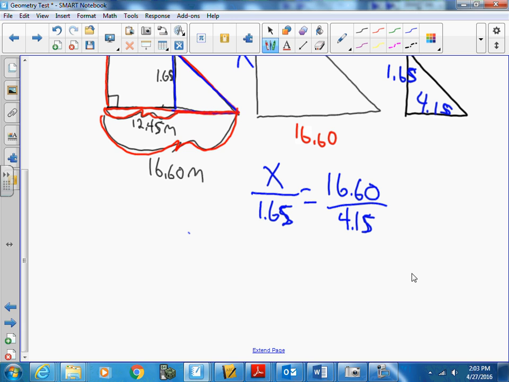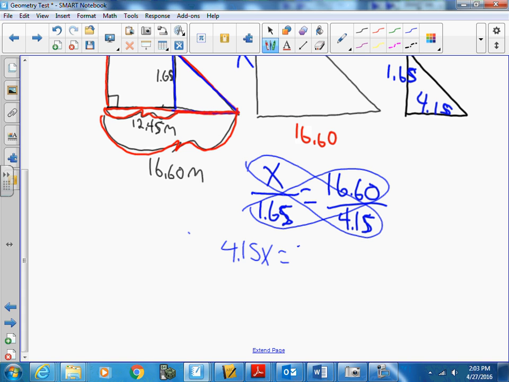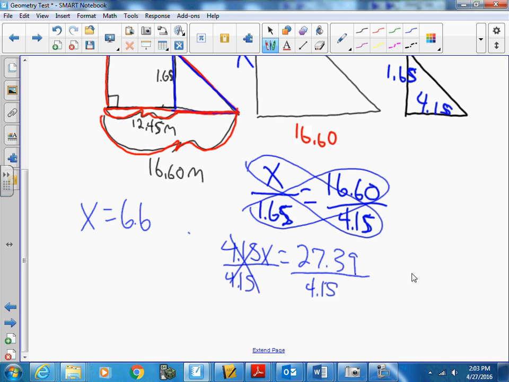All right, so once you get here, you cross multiply, and we have 4.15x is equal to, there's my calculator here, 27.39. And then you just divide both sides by 4.15, and you end up with x equal to approximately 6.6 meters. Approximately 6.6 meters is our answer.